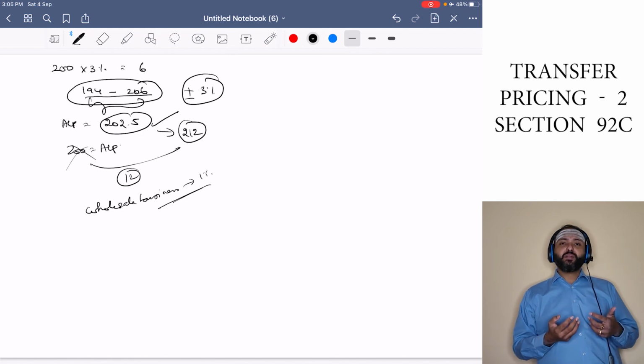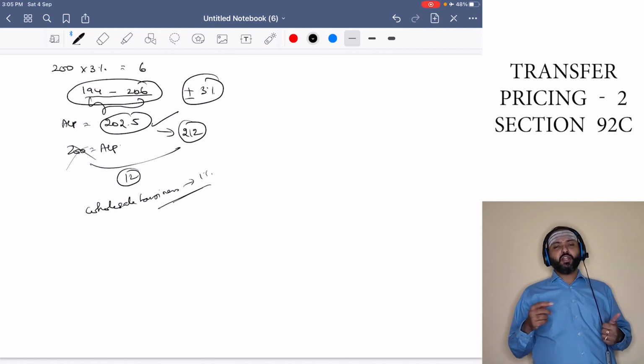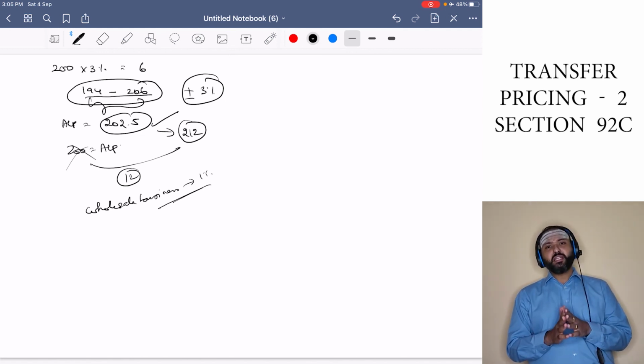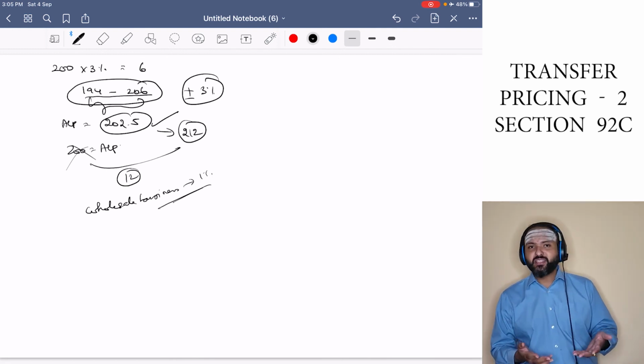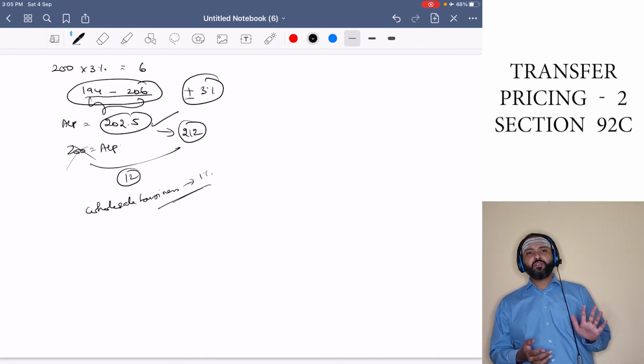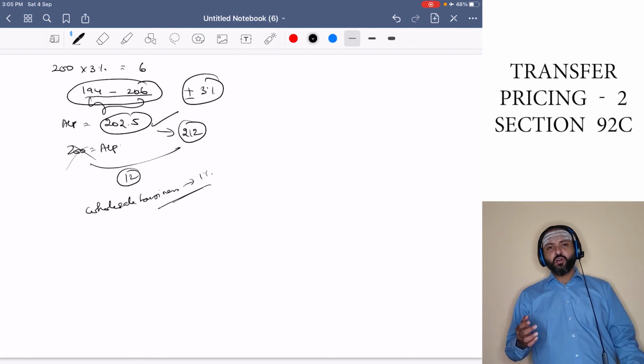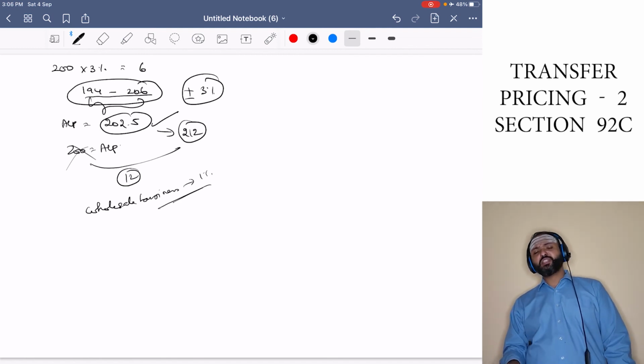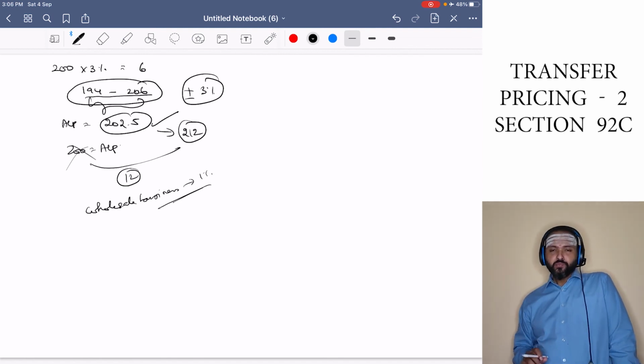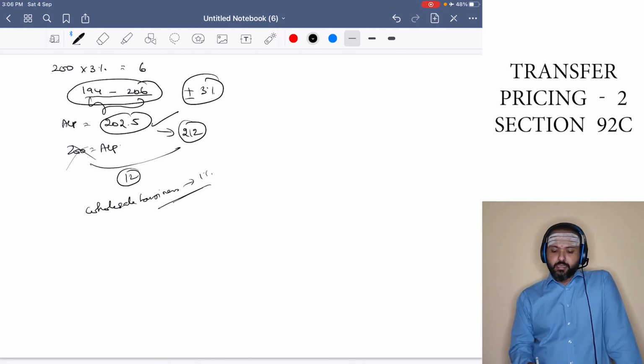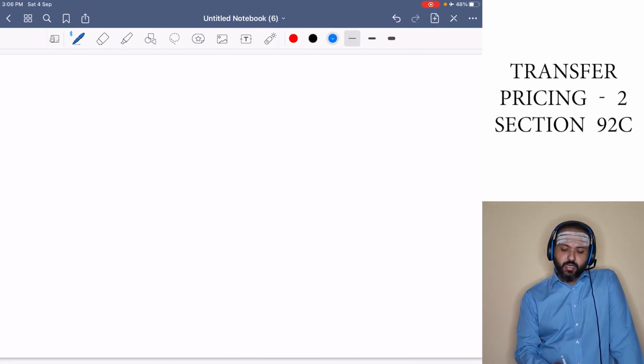Suppose the arm's length price is lower than this tolerance band, kindly ignore the arm's length price because you would only be going against the interest of revenue. Stay along with the transaction price itself. Okay, now this is with respect to section 92C2. There is one more section, section 92C3.